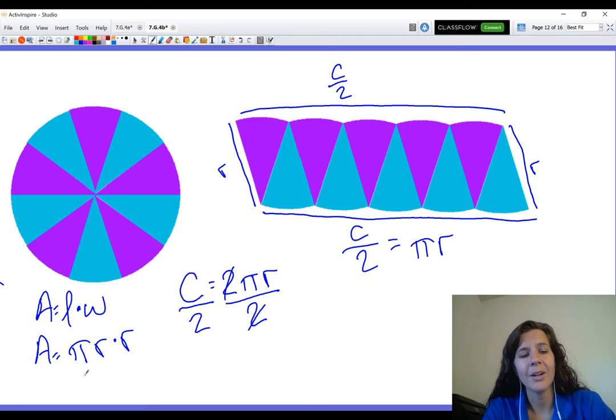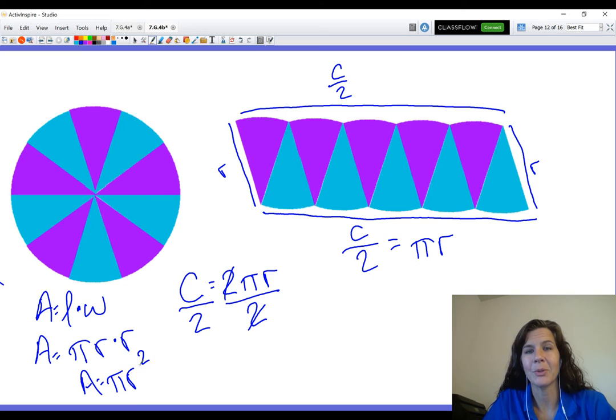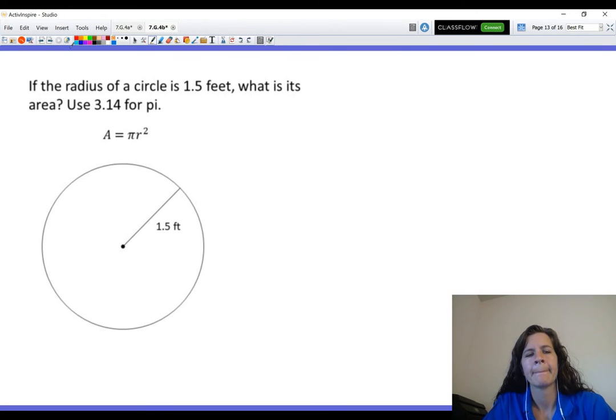Okay, so area equals pi times radius times radius, or pi times radius squared. So that's where that formula came from. It's super important, and I hope explaining where it came from helps you understand it a little bit more, but you've got to remember it.